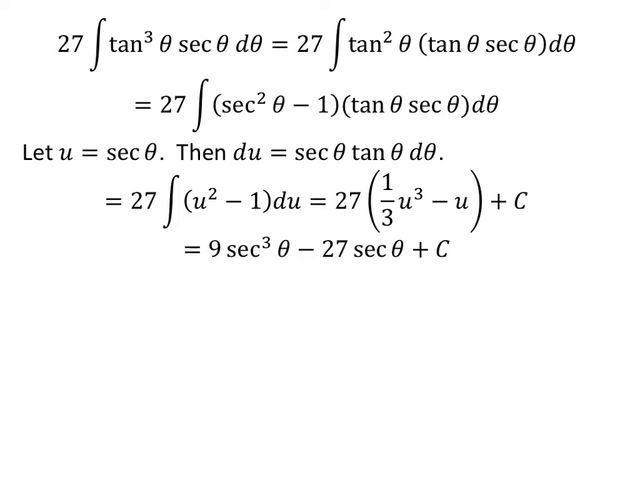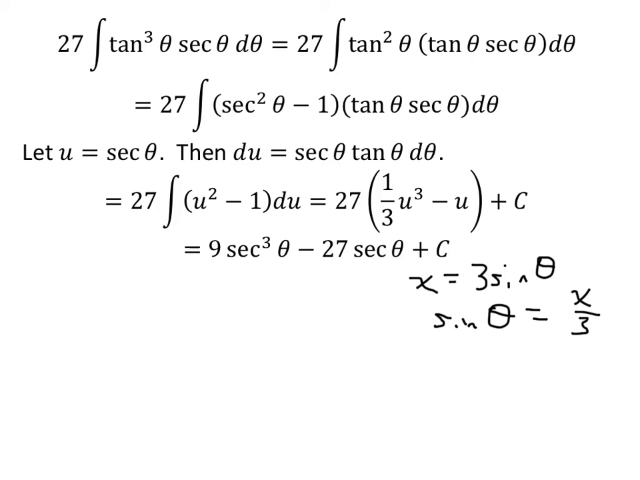So now the trick is to figure out what all of this is in terms of x. And we need to remember what we started with. We started by letting x be equal to 3 times the sine of theta. So I need to write this in terms of x. Well, I can do a little bit of work here. The sine of theta is equal to x over 3. Okay, that's good.